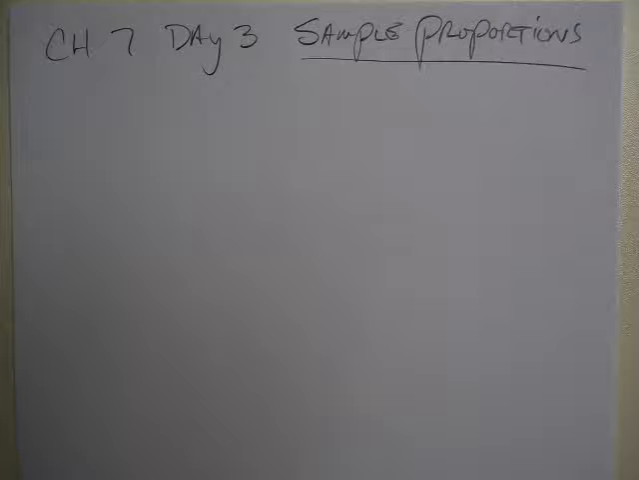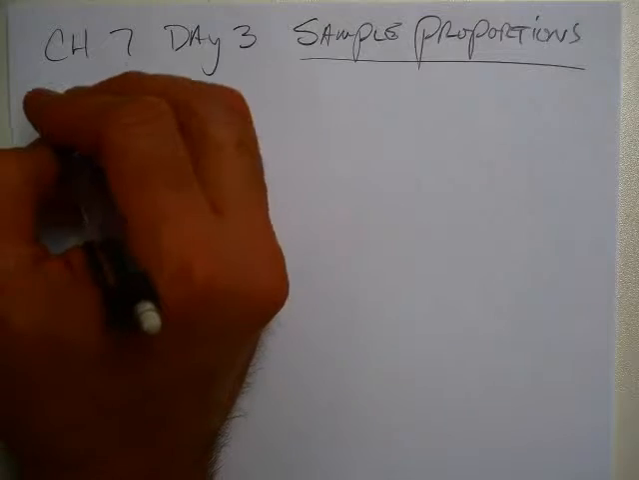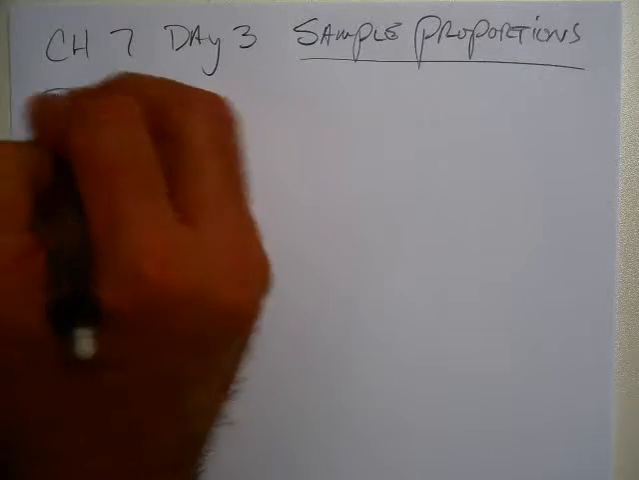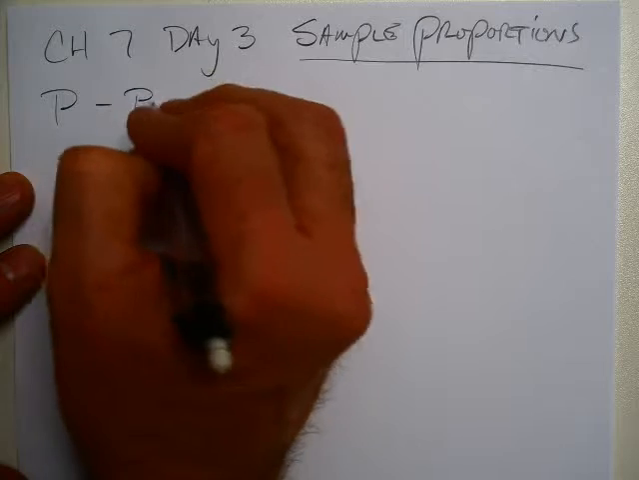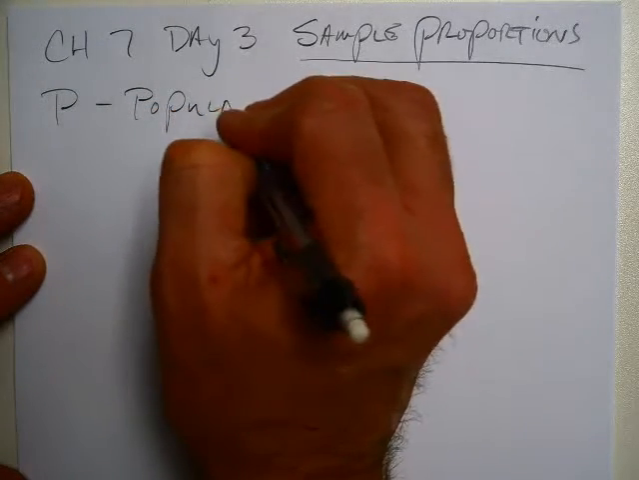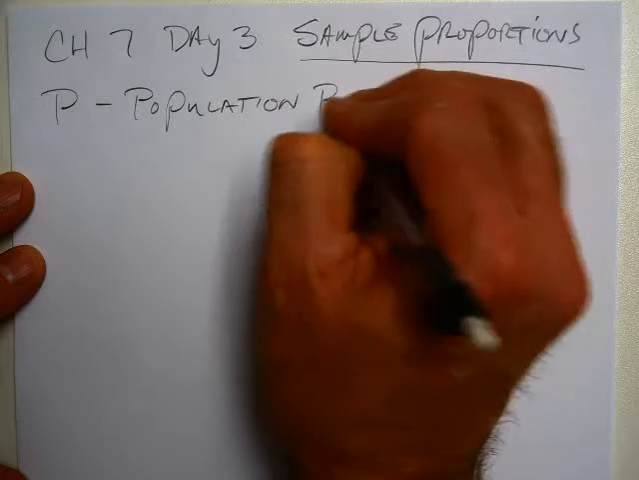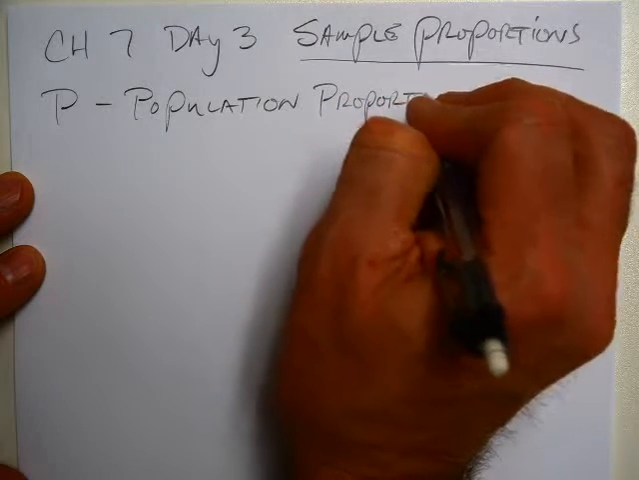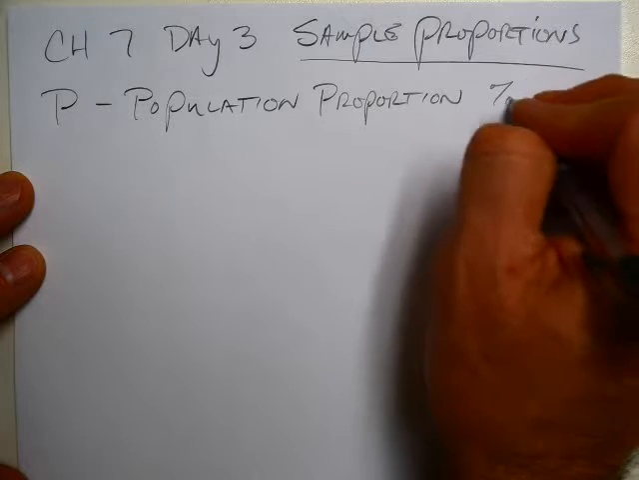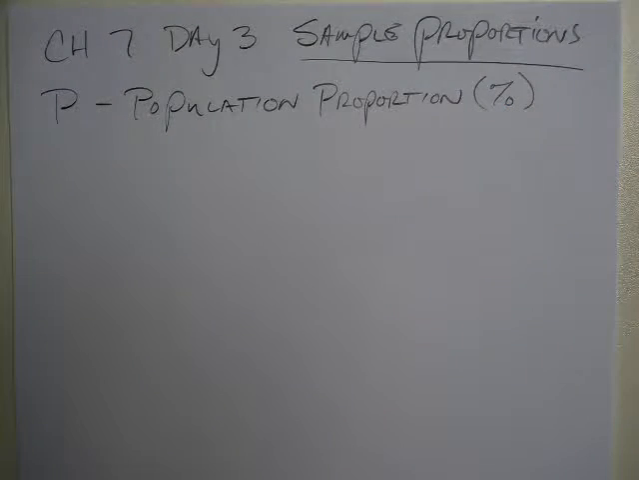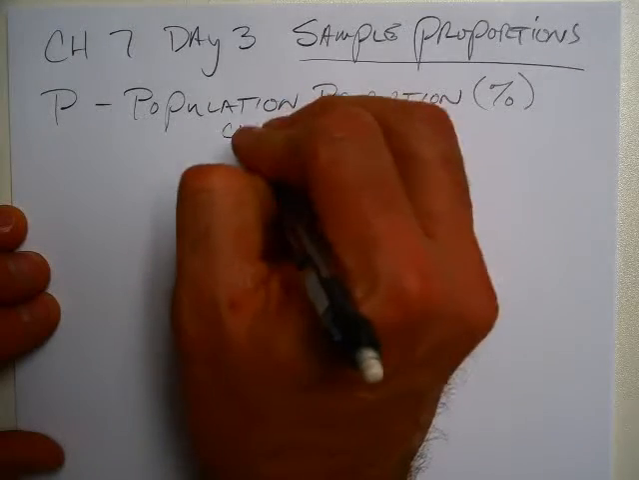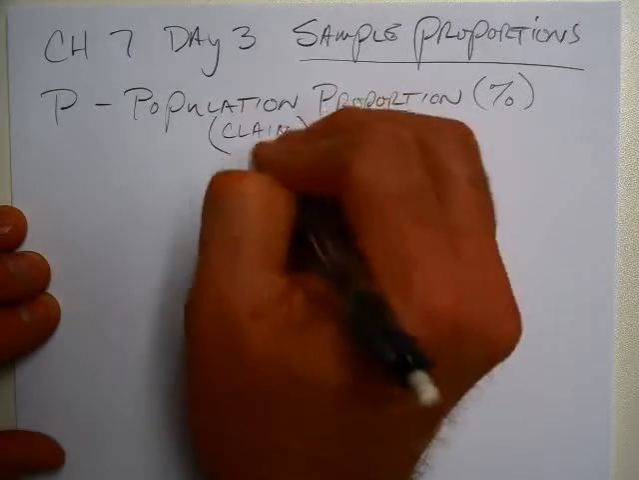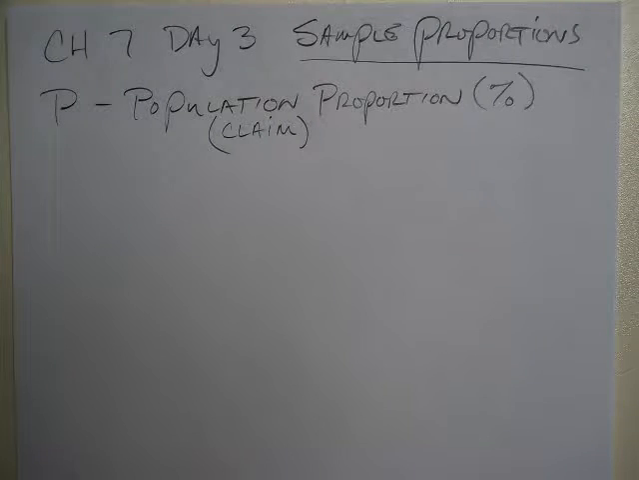So the other day I kind of introduced these symbols, but we've got P for population proportion. And proportion, we're talking some sort of percent. Oftentimes the population proportion is simply a claim. Okay, it's just simply a claim.